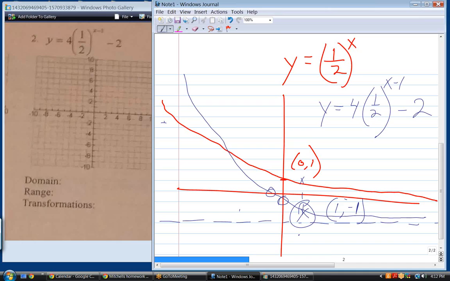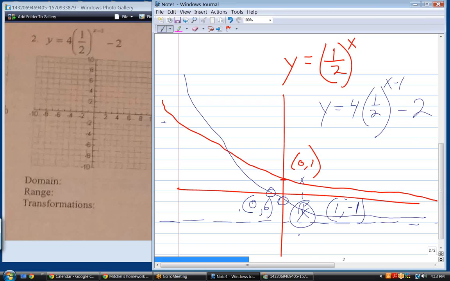2 times 4? 8. Minus 2? 8 minus 2 is 6. So this y-intercept, which I haven't drawn very accurately, but we can certainly label, that's (0, 6). Okay? Now the x-intercept is a little harder. How do I get the x-intercept?